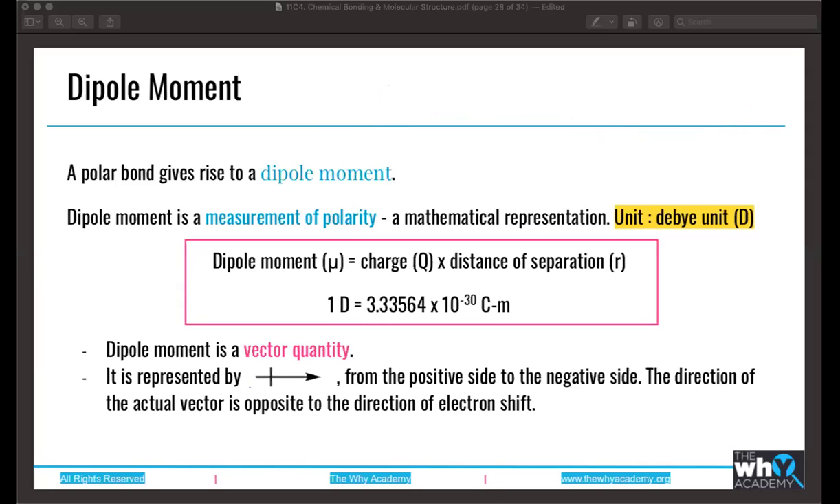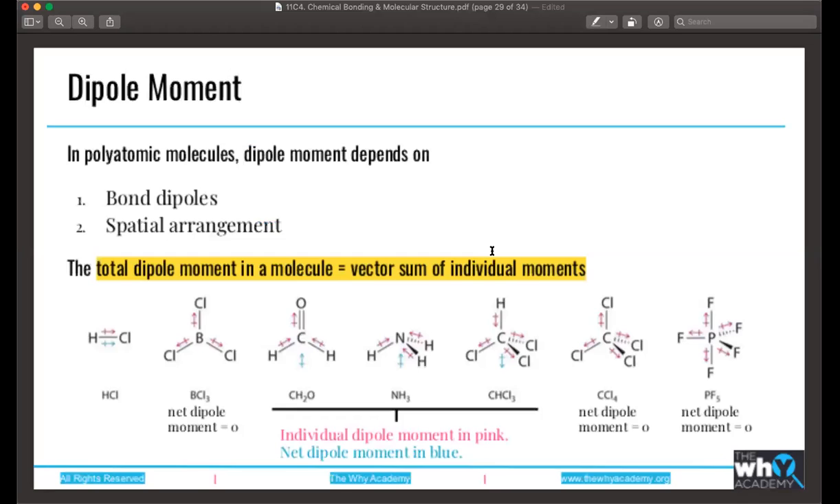Okay. Right. So yeah, you guys are getting the hang of it. That's good. So it basically depends on both the spatial arrangement, because we are doing vector addition, and also the individual polarities. Wherever the individual polarities are all the same, but the molecule is symmetrical, it cancels completely. That is why the net dipole moment is 0. But in the cases where it is not symmetrical, you end up with a net dipole moment.